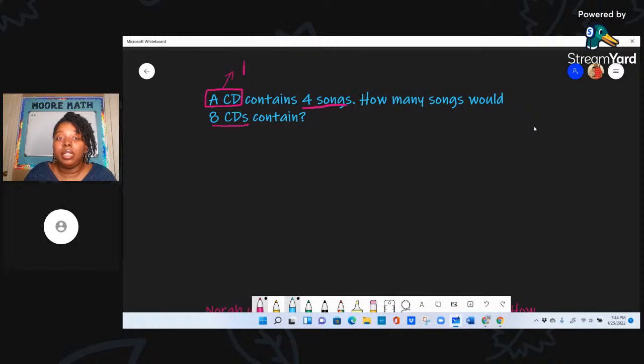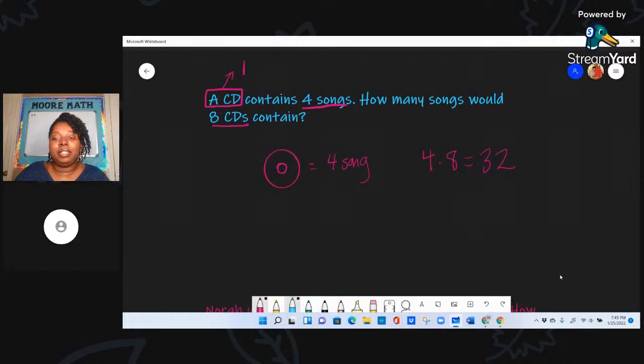4. Good. Okay, so we don't have CDs anymore, but when I was growing up, I sound so old, there were CDs. So pretend like a tablet has 4 songs on it or something like that. If we had 8 CDs now, how many songs would we have in all? 32. Good. What did you do? 8 times 4. Good. You are on fire.